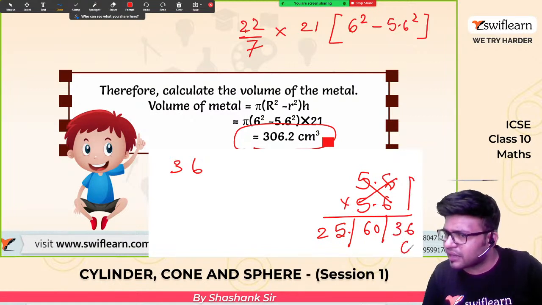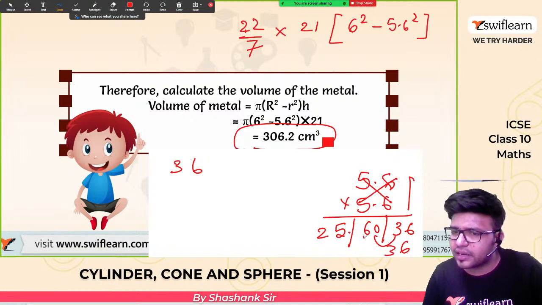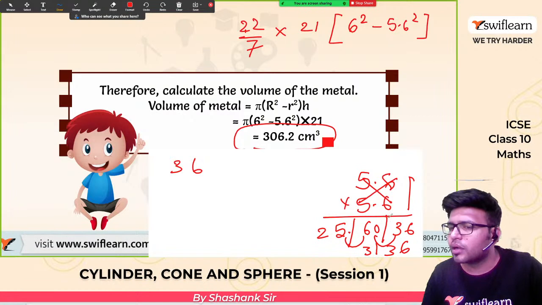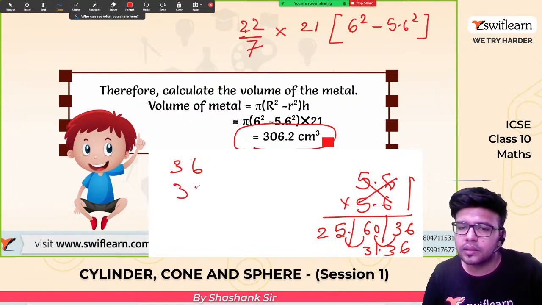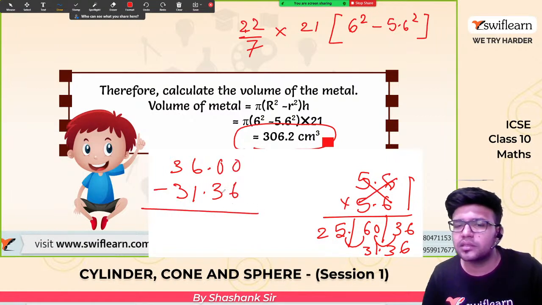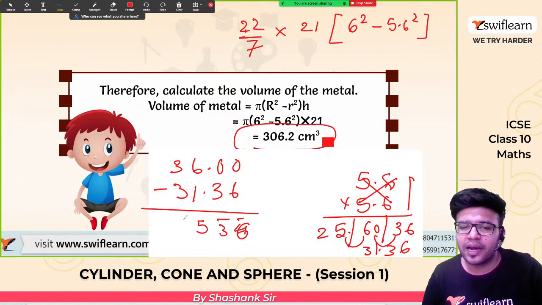Now write the final answer. 6, 3 is carried, 6 is carried, 25 plus 6 is 31. There are two decimals here, so 31.36. 36.00 minus this. Okay, so it is 4.64.